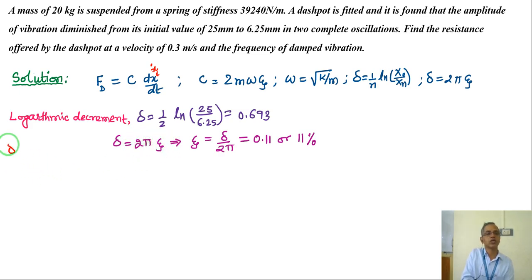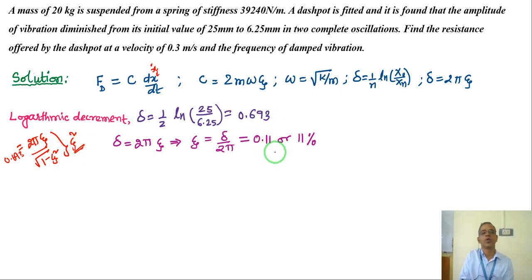Otherwise I should use delta equal to 2 pi xi by under root of 1 minus xi square, where I know delta, so substitute this delta of 0.693 and square both sides, and I will get a quadratic equation in terms of xi square and find the xi value. You may get maybe 0.15 or 0.16. Not much difference there. Okay, but we have your option.